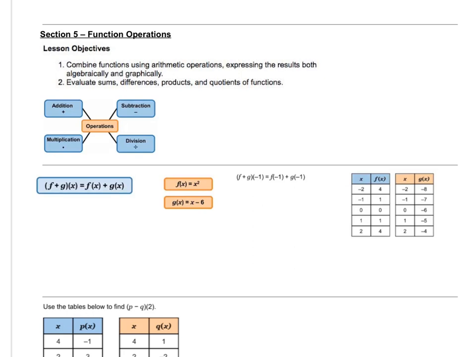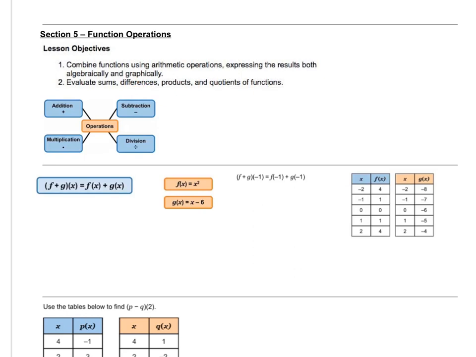This is section 5, and this is function operations. What we're going to do today is combine functions using arithmetic operations. We're going to express the results both algebraically and graphically. We want to evaluate sums, differences, products, and quotients of functions.